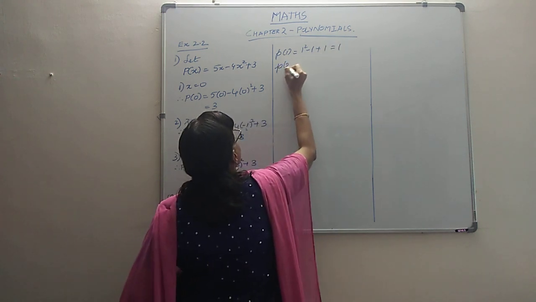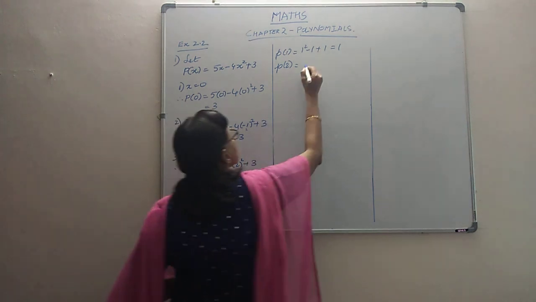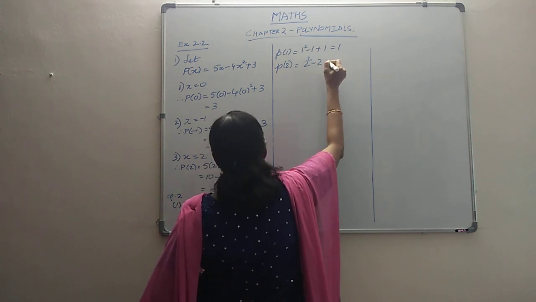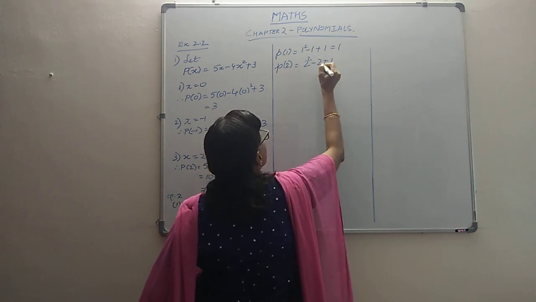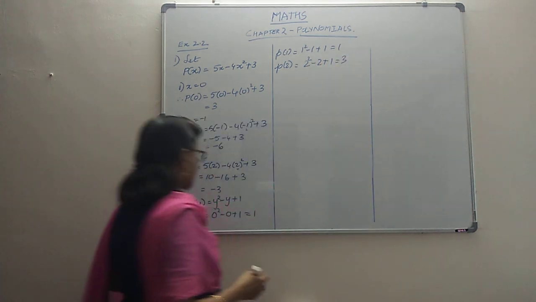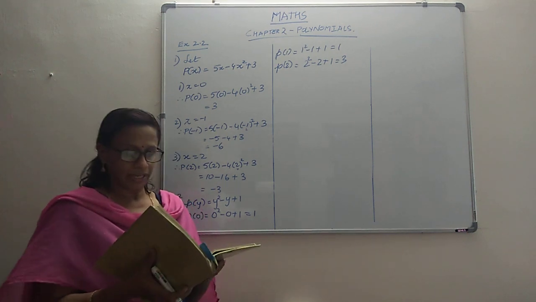They also ask us to find p of 2, means wherever y comes, there we are supposed to put 2. The answer is 2 squared minus 2 plus 1. 2 squared, we know it's 4. 4 minus 2, it's 2. 2 plus 1, 3. So we get the answers like 1, 1 and 3 depending on the values that we have substituted.